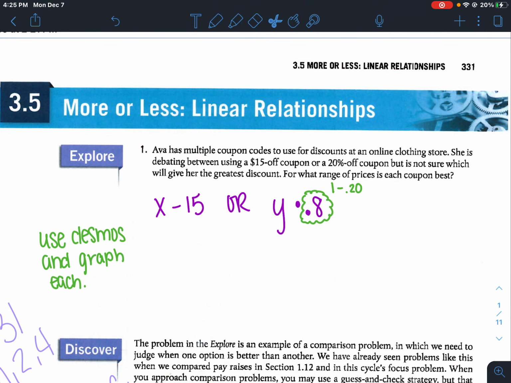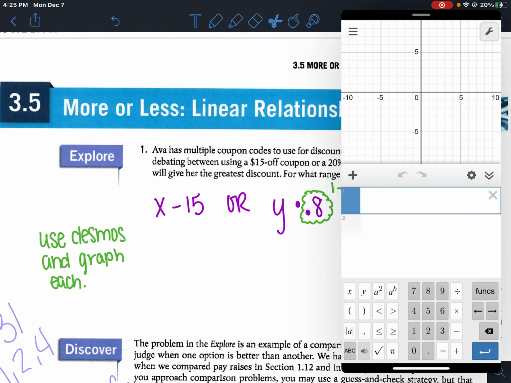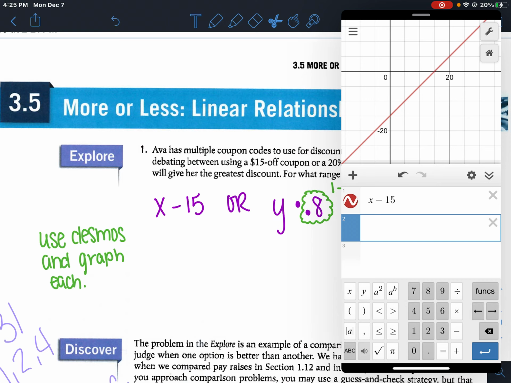Okay, so now I'm going to open up Desmos and I'm going to graph both of these equations. So we have x minus 15, that shows up in red. Zoom out a little bit. And then my second one I have as y, I don't know if I can use y, but let's see if it works, times 0.8. Nope, I have to use x. Okay, so that one shows up in blue on our graph.